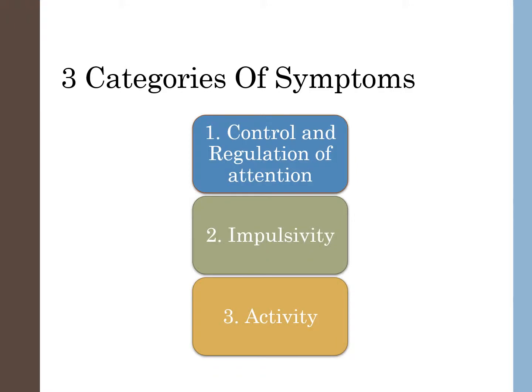In the next several slides, we're going to look at the three categories of symptoms of ADHD: control and regulation of attention, impulsivity, and activity. And again, this is done by symptoms. We diagnose by behavior, not by some definitive tests such as blood work.